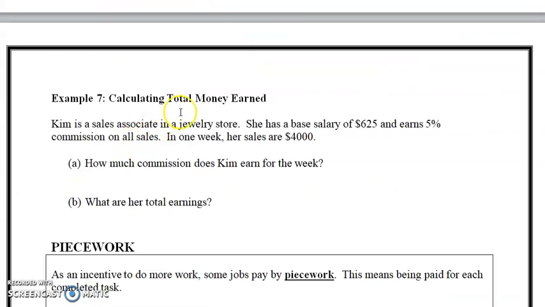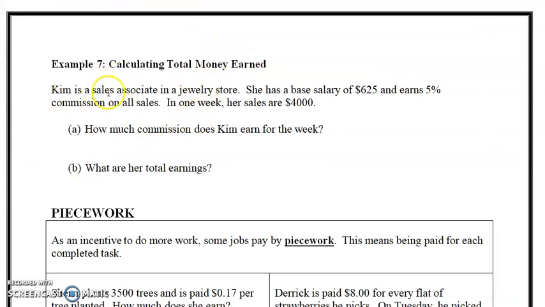So, example 7. Calculate total money earned. Kim is a sales associate at a jewelry store. She has a base salary of $625, so she gets that regardless, and earns 5% commission on sales. In one week, her sales are $4,000. How much commission was earned?